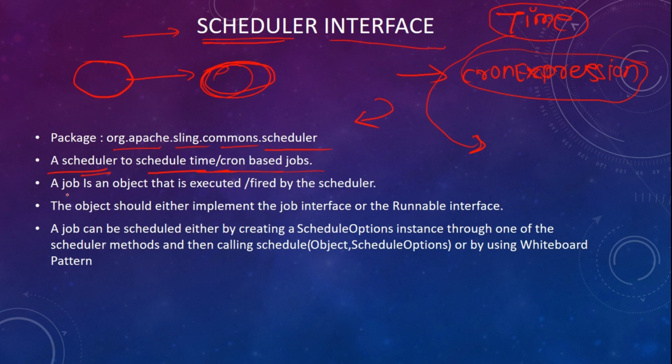After that, a job is an object that is executed or fired by the scheduler. This scheduler is nothing but the interface, and it is responsible for executing your job, and a job is nothing but your object, or you can say it's a task.